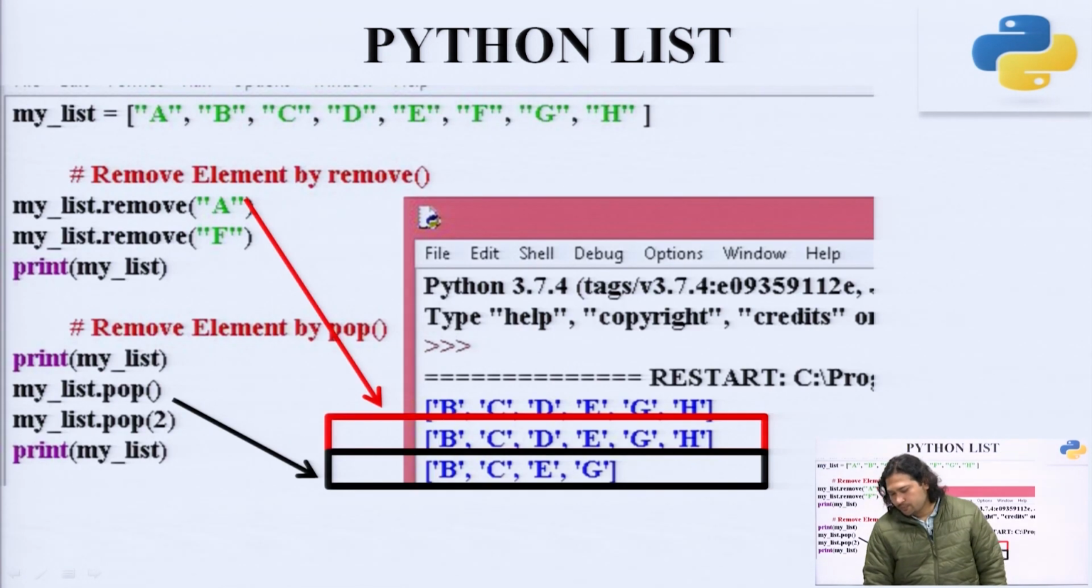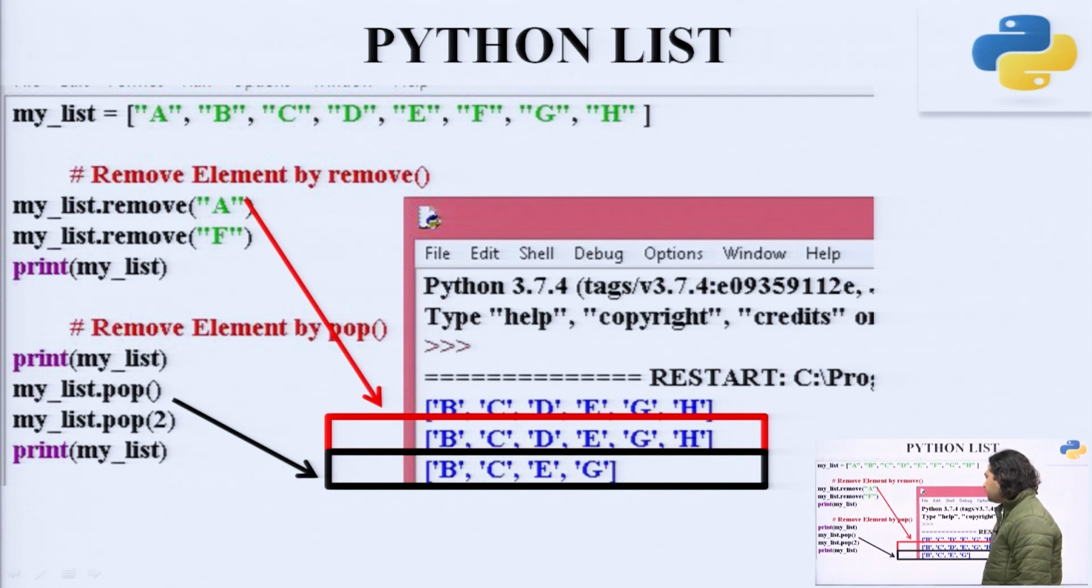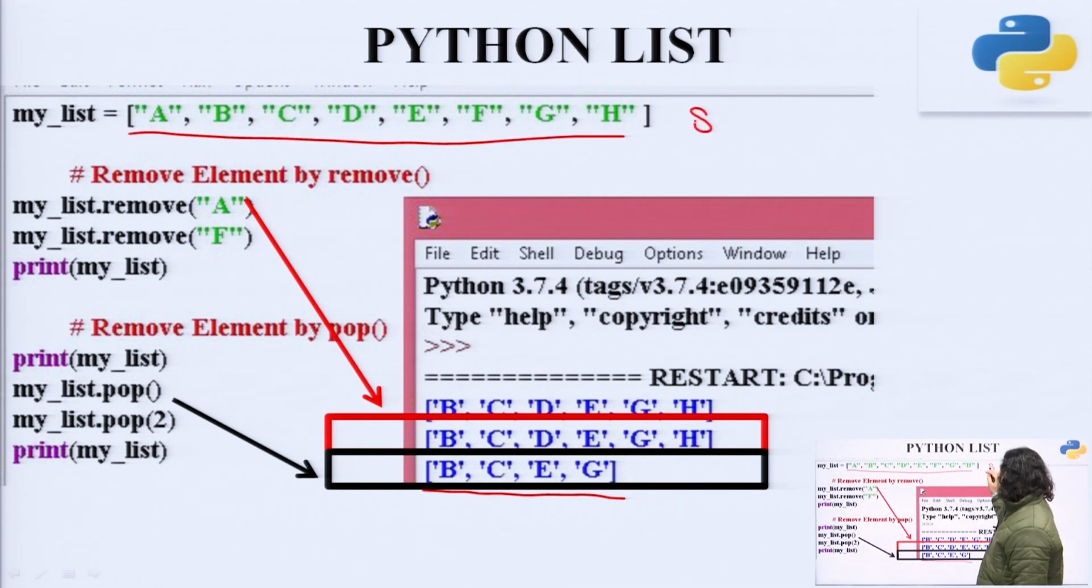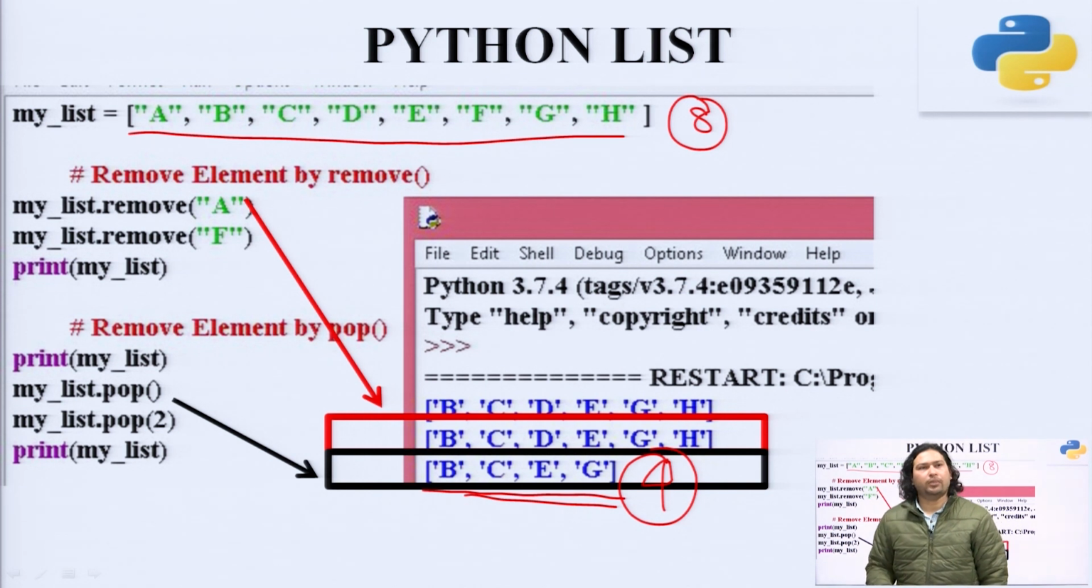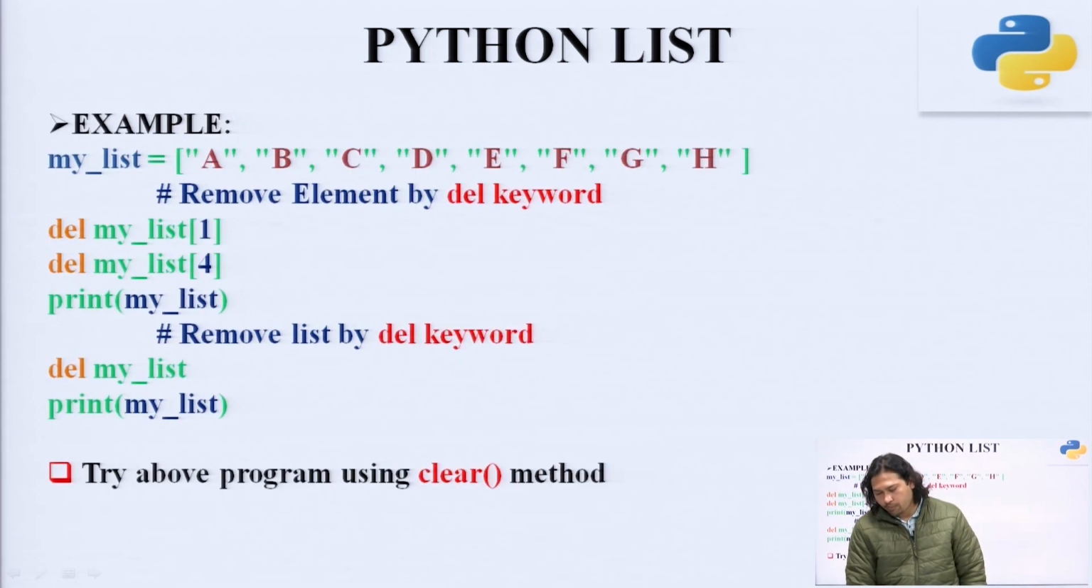Now, look at the output of this program. You can see the output of the program, we are left with just 4 elements. Initially, we had 8 elements, but right now at the final step we have 4 elements. So, this is how we remove elements by specific methods, those known as the methods remove and pop.